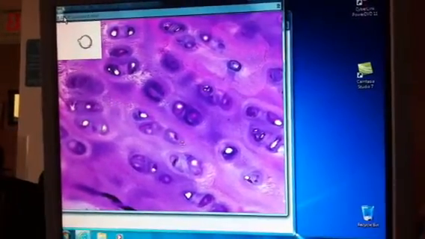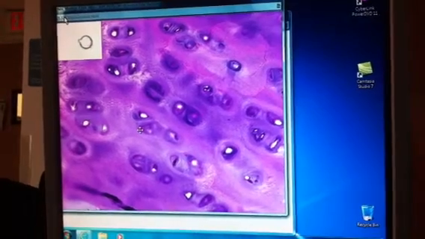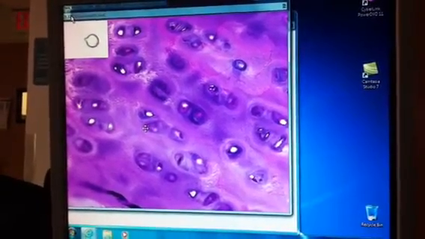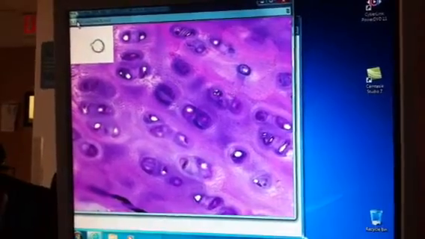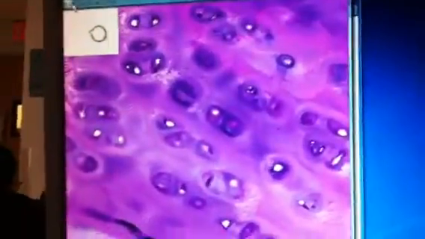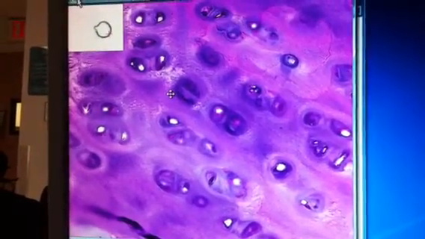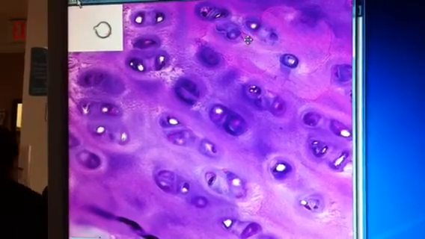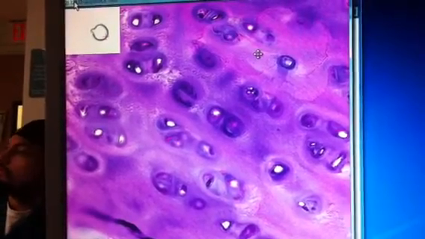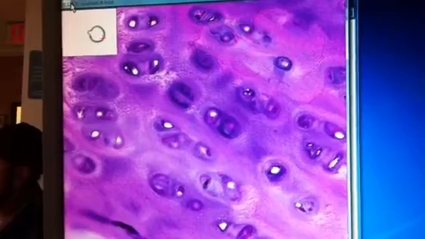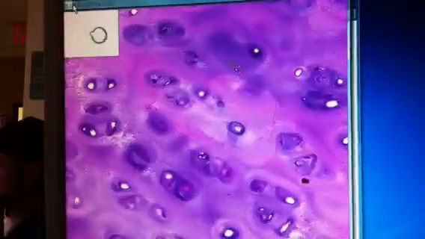Now, if I gave you another slide and I said name the tissue, be specific, the first thing you look at is the matrix. No fibers in the matrix, okay? So that tells you we've got large cell nests, no fibers in the matrix. This is going to be what type of cartilage? Hyaline cartilage. Now, I haven't even shown you a perichondrium here, but in the absence of being able to see any kinds of fibers, this is going to be hyaline cartilage.